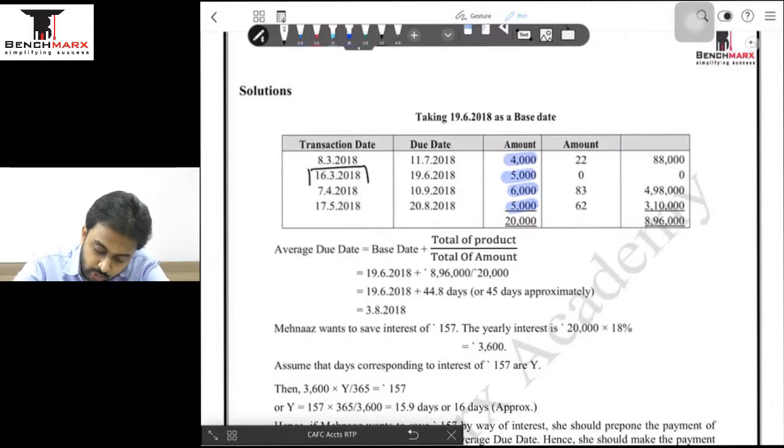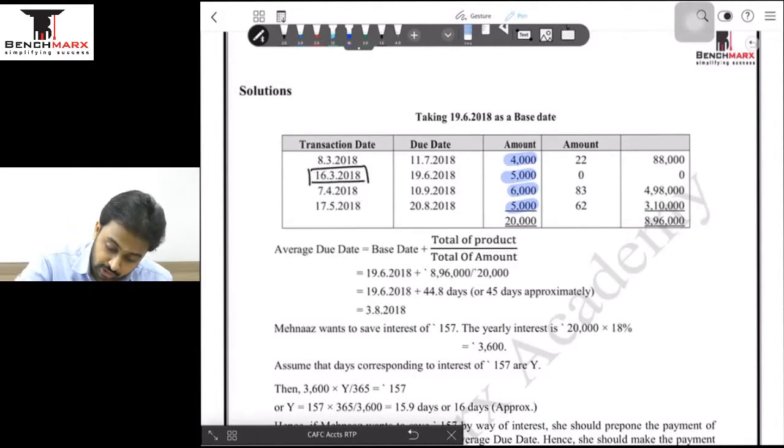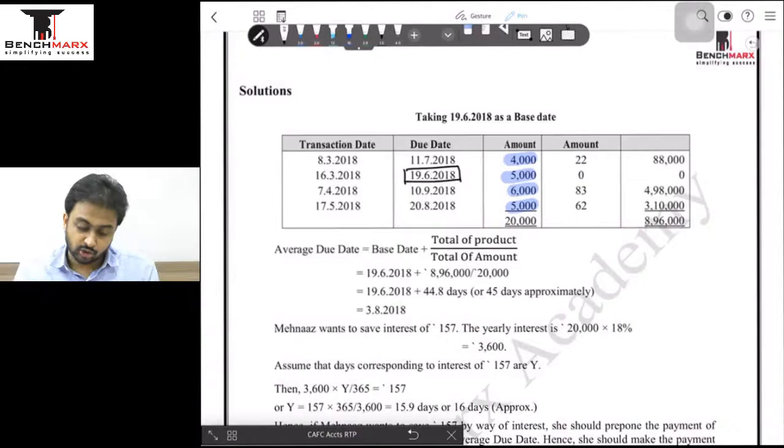Base date has to be the earliest date. So that appears to be 19th of June. So our order will be 19th of June, then we will have 11th of July, then 20th August, then 10th of September, in the ascending order of the dates.